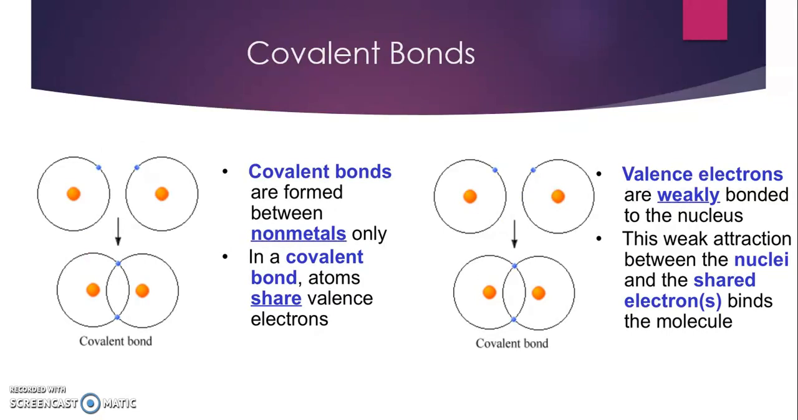So covalent bonds. Earlier we said covalent bonds were non-metal bonds, right? They only form from non-metal to non-metal, and if you notice here, in a covalent bond, they share the valence electrons. They're being good friends here. They're sharing, okay? But the valence electrons are weakly bonded, and this weak attraction between the nuclei and the shared electrons binds the molecule. So these are only your nonmetals.